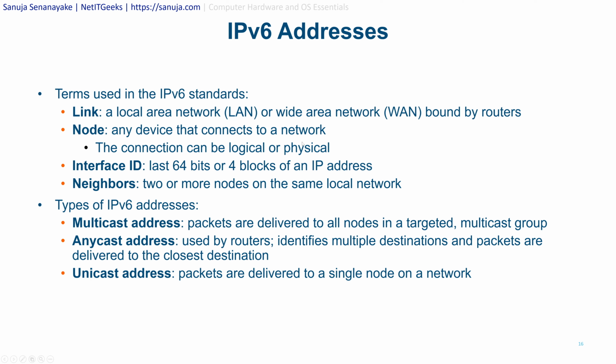Interface ID, which is at least 64 bits long, or 4 blocks of an IP address. Neighbors, which are 2 or more nodes on the same local network. Those are key terms that you should know exist in IPv6, but you don't need to understand in depth how the network engineering side of this works in the A+ certification program.